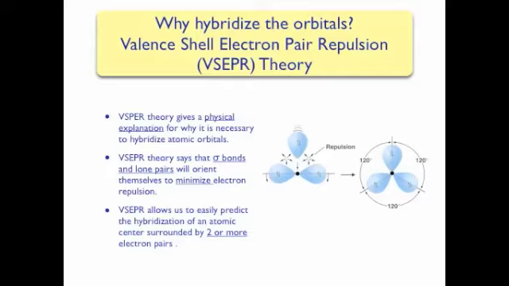We can easily use VSEPR theory to predict the hybridization of an atomic center that's surrounded by 2 or more electron pairs. These electron pairs could be sigma bonding pairs or lone pairs. Notice that we do not explicitly treat multiple bonds, such as double and triple bonds. We're only concerned about the sigma bonds and the lone pairs, since these directly impact the geometry around an atomic center.